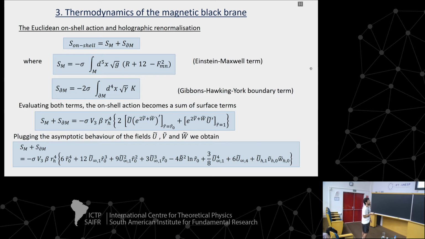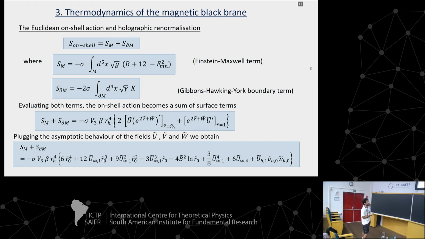All right, so then the thermodynamics. In order to calculate thermodynamics, we consider the on-shell action. You have the Einstein-Maxwell term, and you have the Gibbons-Hawking-York boundary term. When you evaluate those terms, you end up with a surface term at the horizon, this r equal 1, and at the boundary as well. And then you plug in the asymptotic expansion for those components of the metric, and you get this expression. This is the on-shell action.